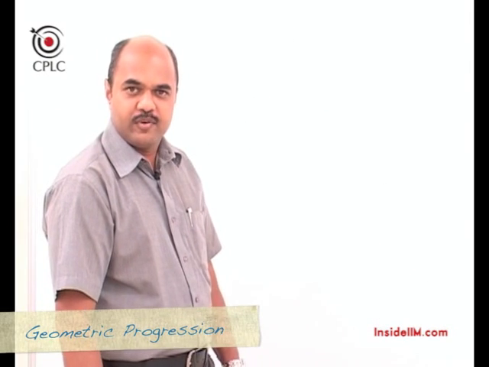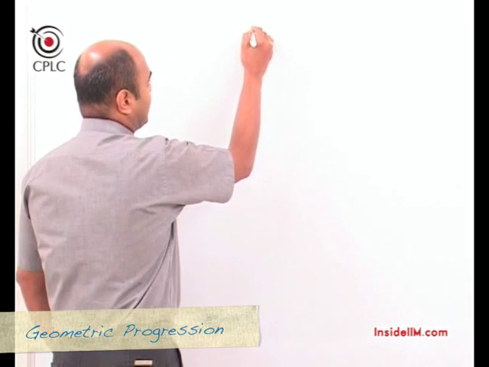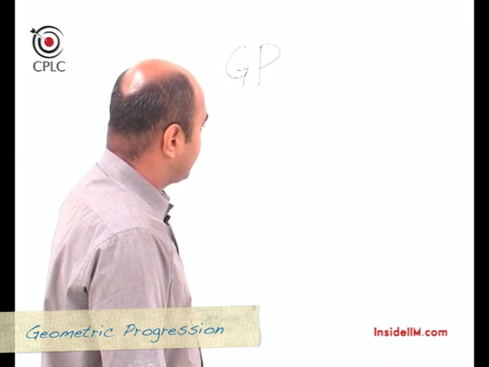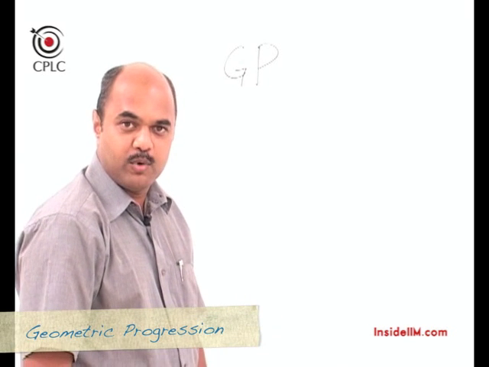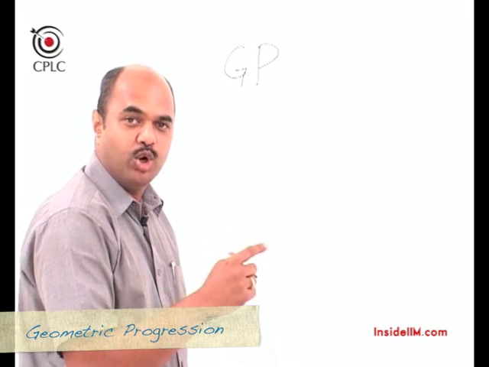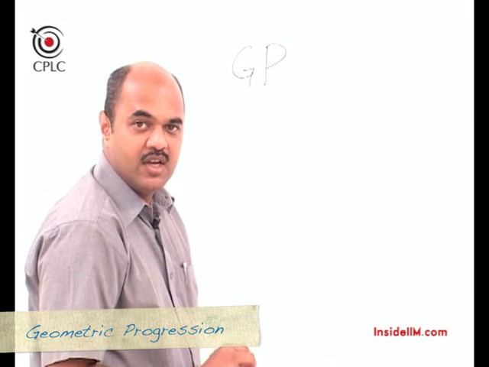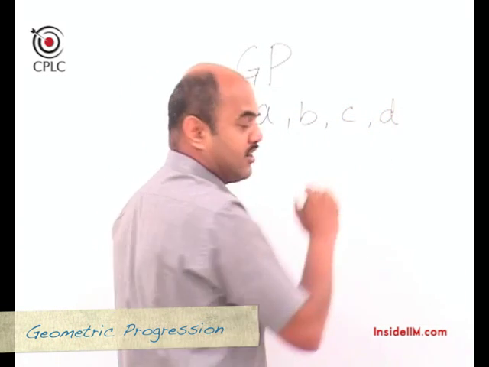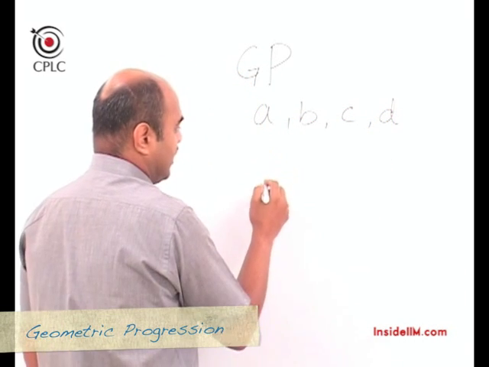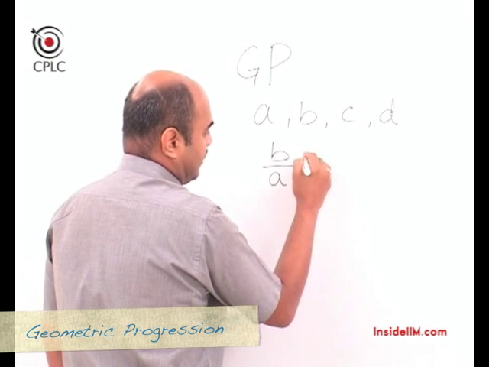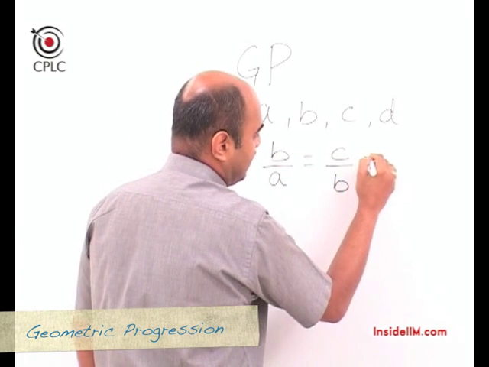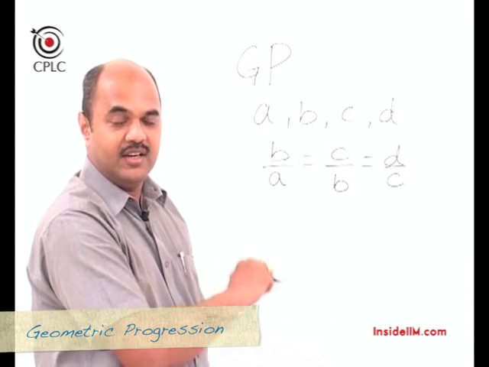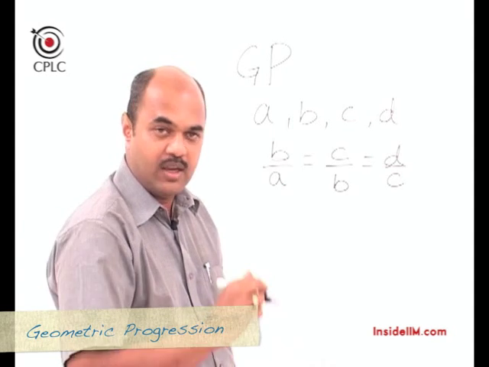Let's look at another kind of progression, which is called geometric progression, also referred to as GP. Now the characteristic of a geometric progression is that the ratio of any two consecutive terms remains the same. So if we say a, b, c and d are in geometric progression, then b upon a is equal to c upon b, which is equal to d upon c, which means the ratio between any two consecutive terms remains the same.